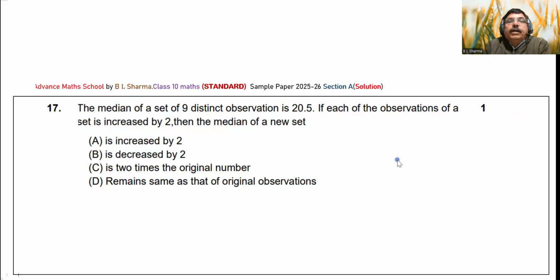The median of 9 distinct observations is 20.5. If each observation of a set is increased by 2, the median will also be increased by 2. If that is the case, the median also increases by the same number. So what will be the answer? It increased by 2.